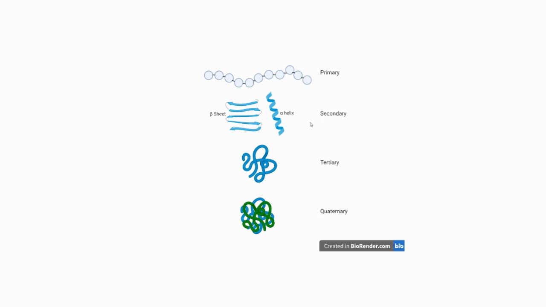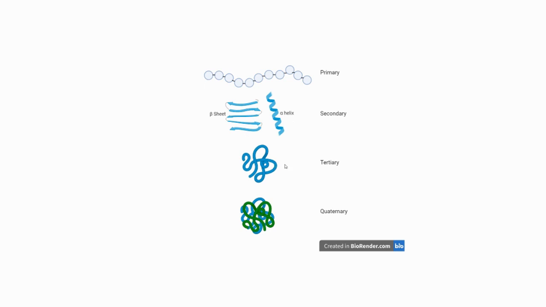The secondary structure is referring to how the amino acid's main backbone, aka the peptide backbones, interact with each other and what shape they take on. All you need to know is that this is a beta sheet and this is an alpha helix.